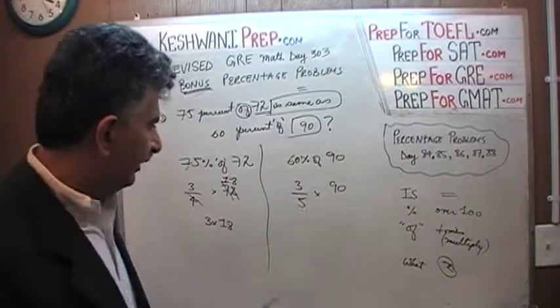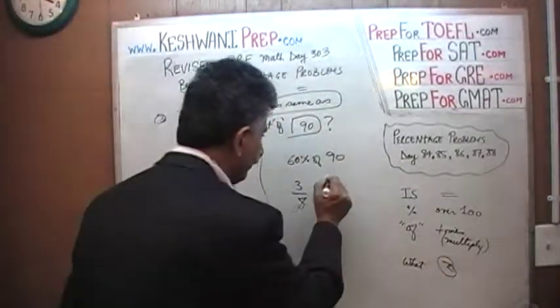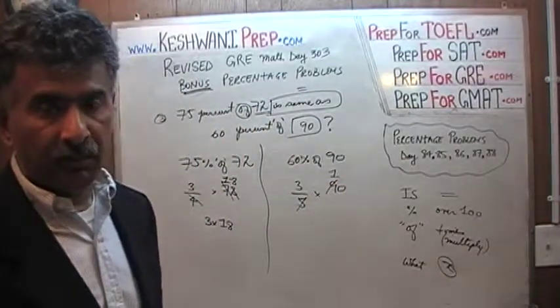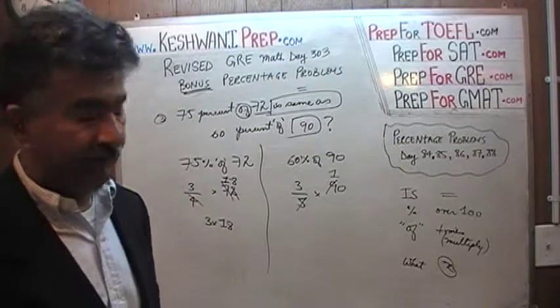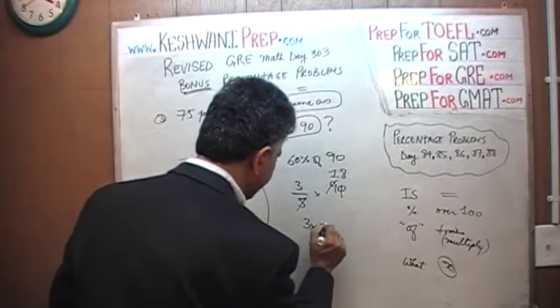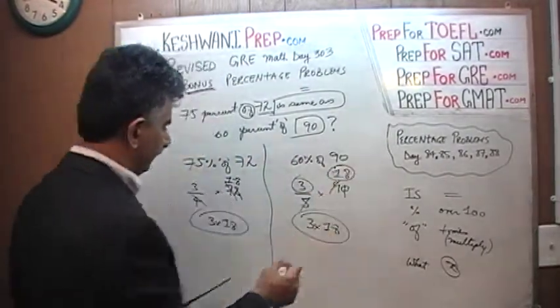Divide top and bottom by 5. How many 5s in a 9? 9 has 1 5. The remaining 4 goes and joins the 0 becomes 40. How many 5s in a 40? 40 has 8 5s. There you go. We end up with 3 times 18. Just like here, we end up with 3 times 18.